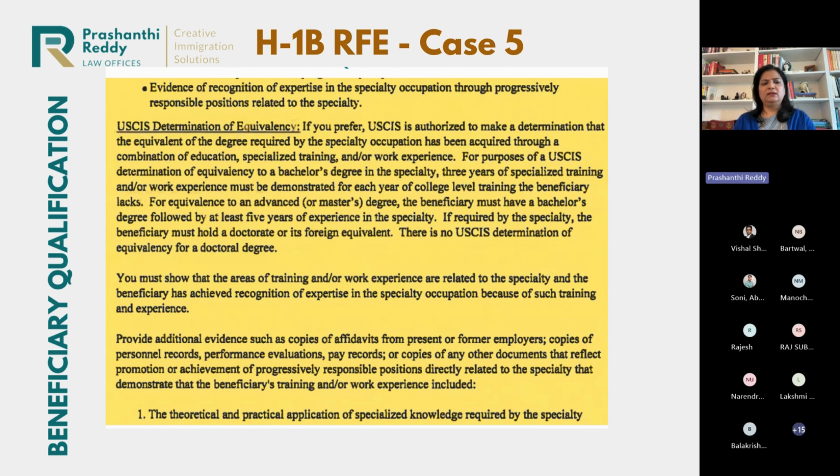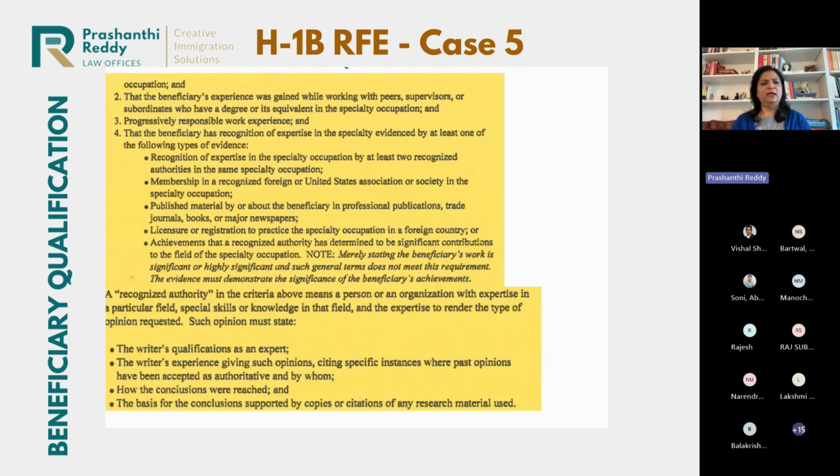Sometimes USCIS will also determine equivalency for you. If you don't want to go to an expert opinion letter, then you have to submit all the documentation, the 3 years of work experience. You have to show that the 3 years was progressive work experience. You have to show what degree you have, and you have to then have USCIS determine whether it's equivalent to a bachelor's degree in, say, computer science or not. Next slide. So this is a pretty common kind of RFE that we get.